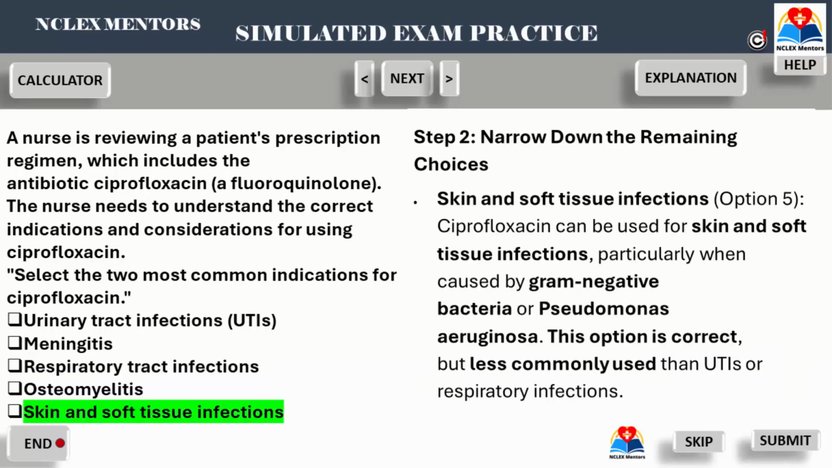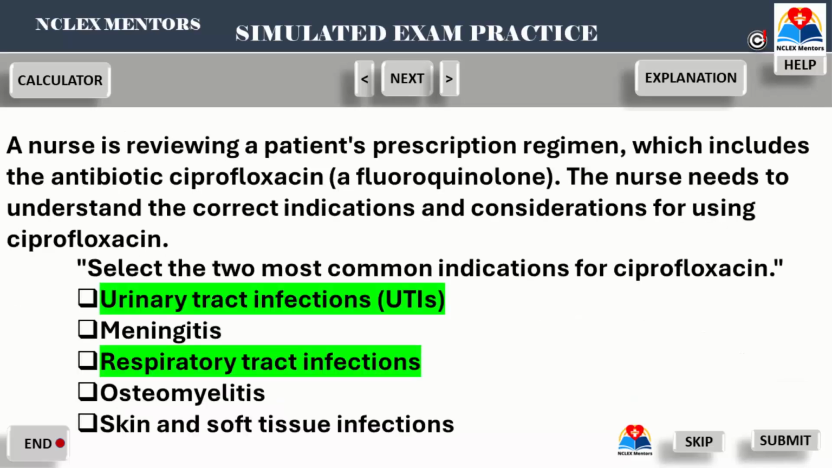Skin and soft tissue infections? Maybe, but not as common as UTIs or respiratory infections. While ciprofloxacin can treat some skin infections, especially those caused by Pseudomonas aeruginosa, it's not one of the most common indications. The two best choices? Urinary tract infections, UTIs, and respiratory tract infections. By eliminating the wrong answers first, we made it so much easier to focus on the correct ones. This strategy works wonders. Use it every time.